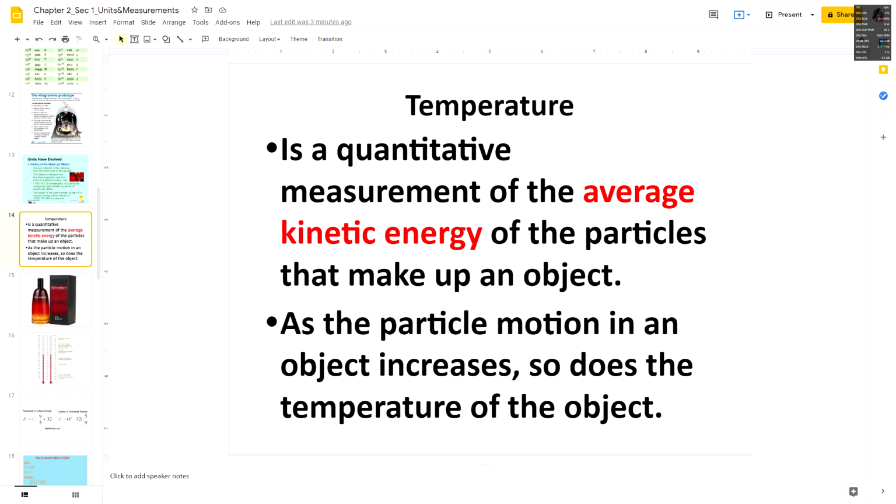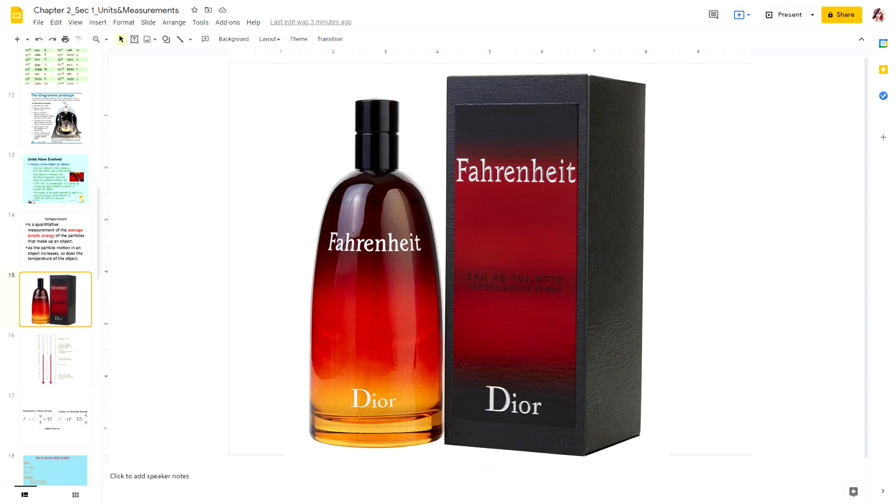So let's say, for example, you have a fever. You just take your thermometer and then read the temperature reading from there, right? But how did it come about? And what are the different scales of temperature? Well, one of these would be the Fahrenheit.